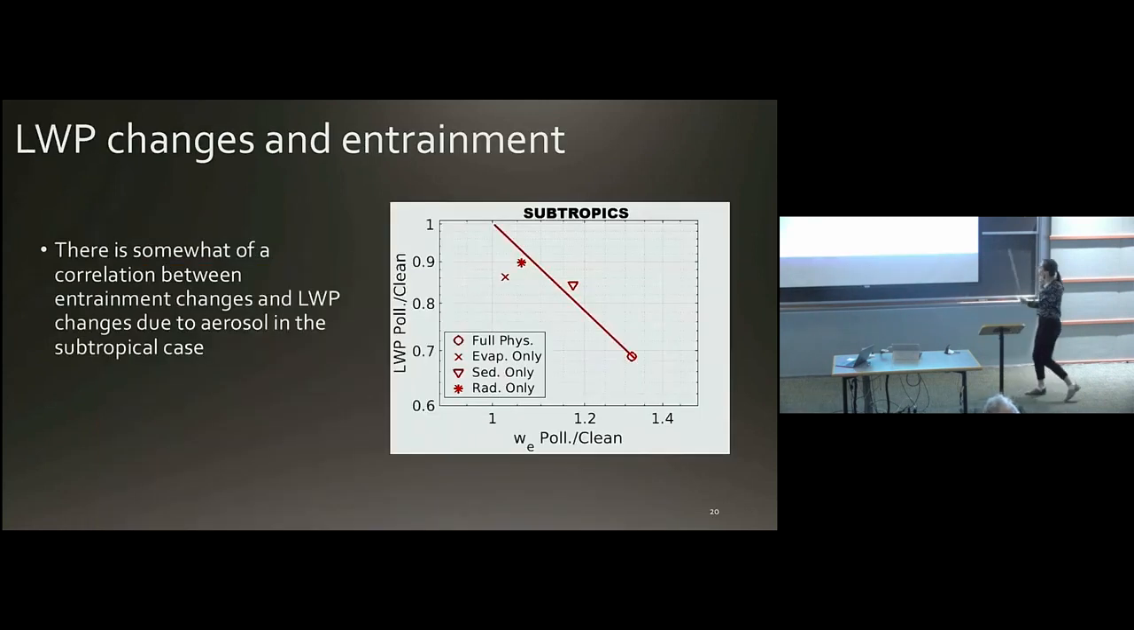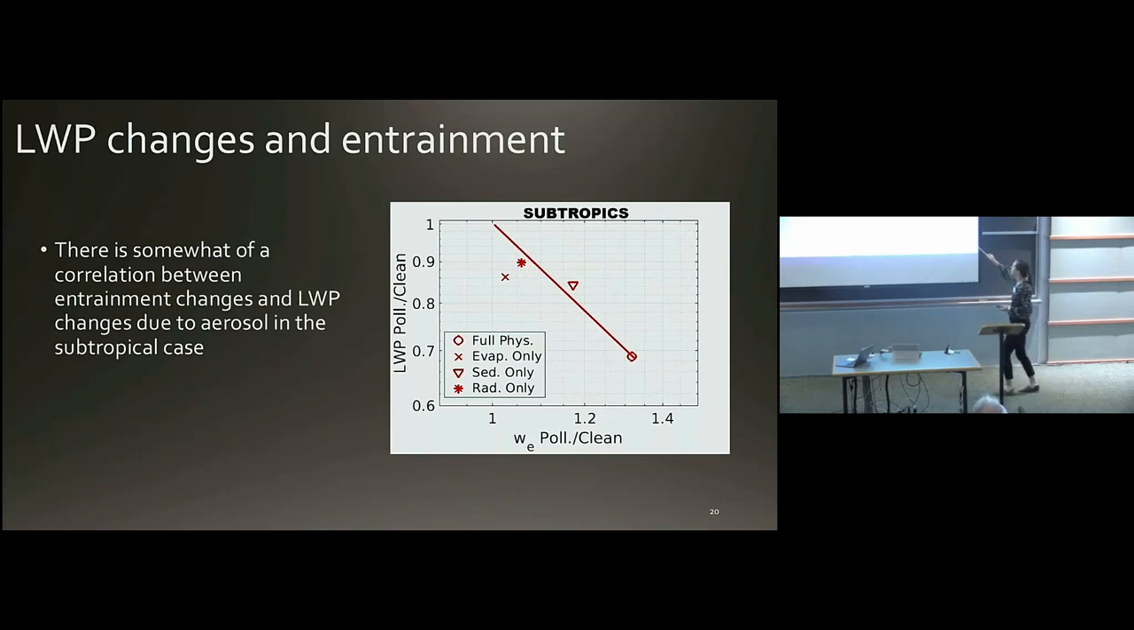So I'm going to start by looking at the subtropical case in a little bit more detail, and showing now some of the results from my mechanism denial simulations. What I'm showing here on the x-axis is the ratio of the entrainment rate in the polluted versus the clean simulation, and the same ratio but for liquid water path on the y-axis. For the most part, there's a reasonable correlation between the two, whereas we would expect if the entrainment rate is increased, that the liquid water decreases.